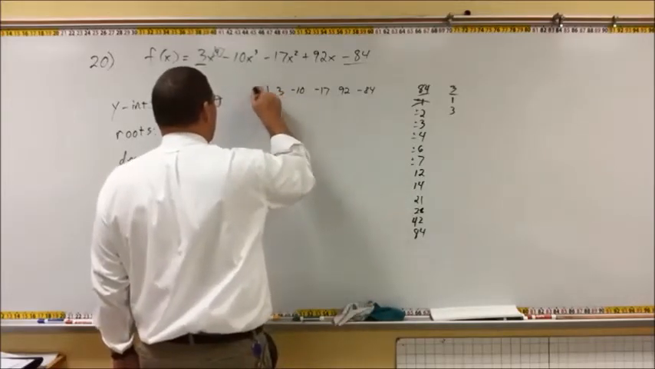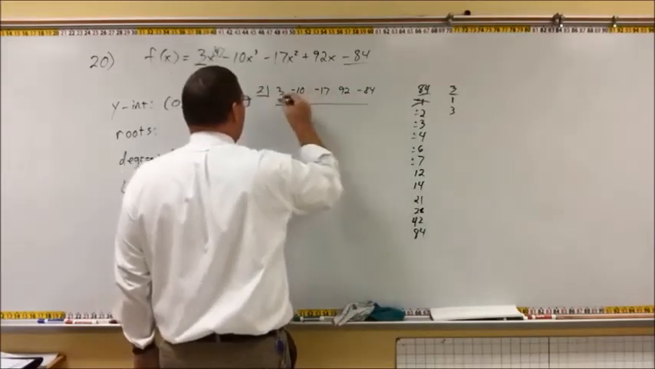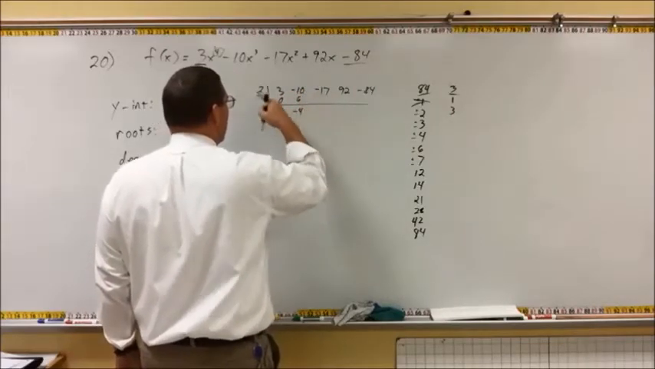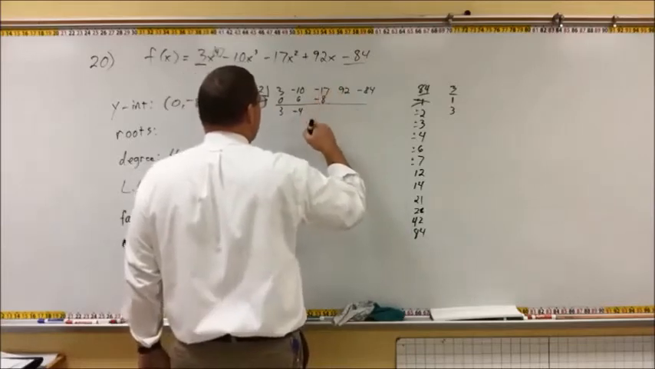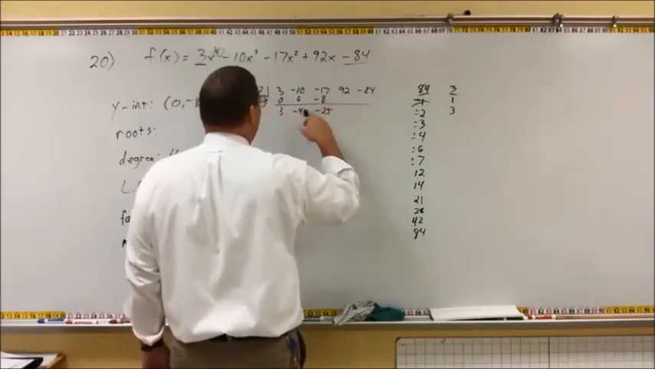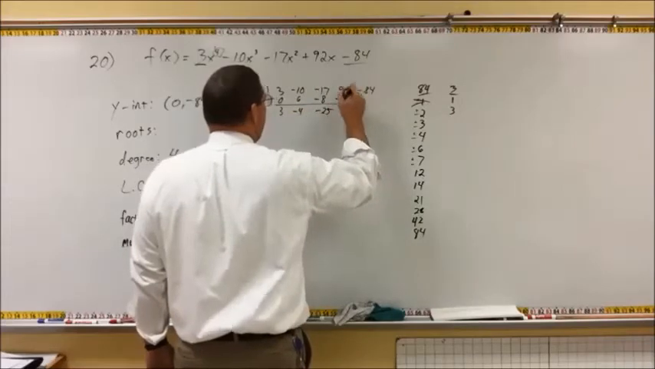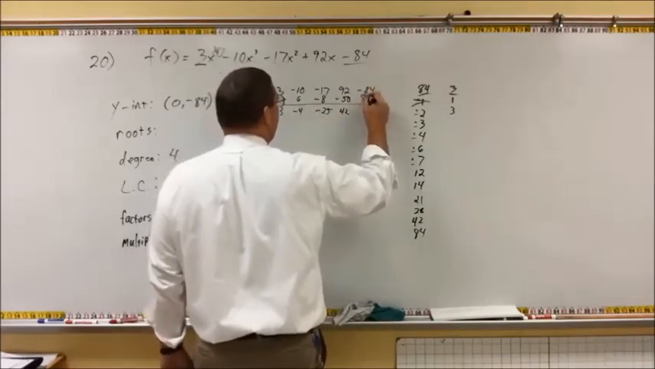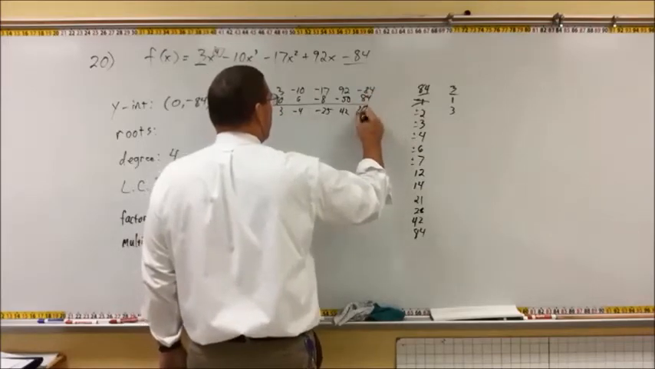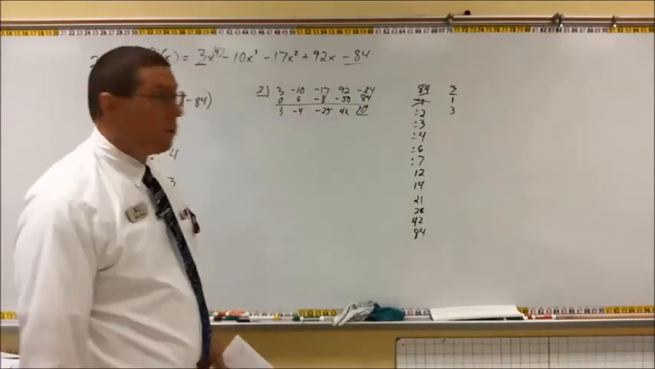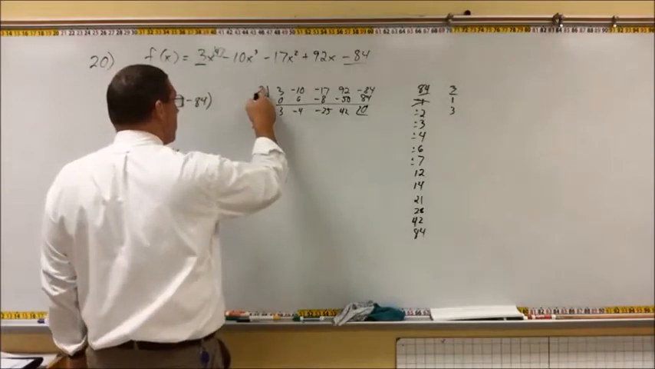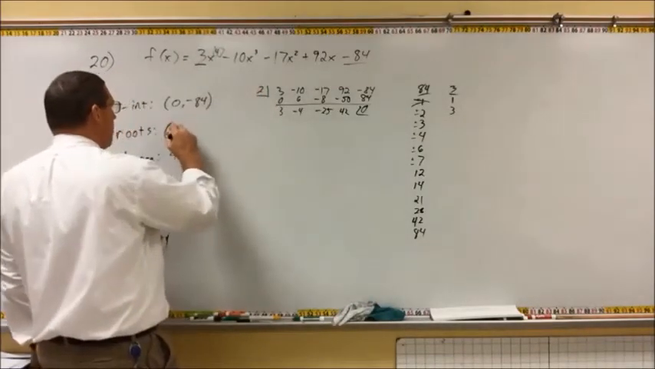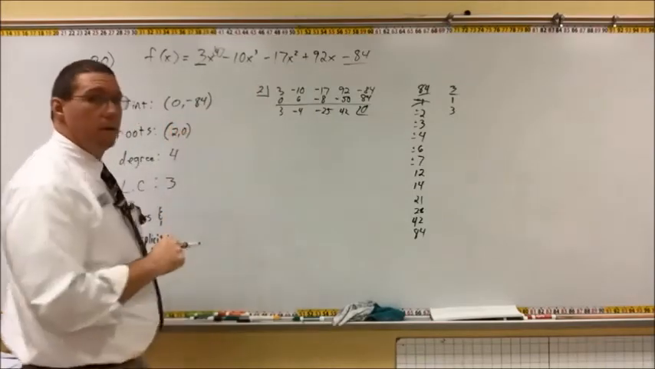Put a 2 in here, draw our line, put a 0, 3 and 0 is 3, 3 times 2 is 6, minus 10 is negative 4, times 2 is negative 8, minus 17 is negative 25, times 2 is negative 50. 92 minus 50 is 42. 42 times 2 is 84, and 84 minus 84 is 0. So we got a remainder of 0. So we have found that one of our zeros, one of our x roots, one of our x-intercepts is going to be at x equals 2. So I'm going to put 2 comma 0. All right?